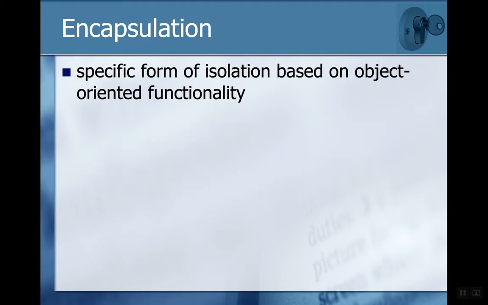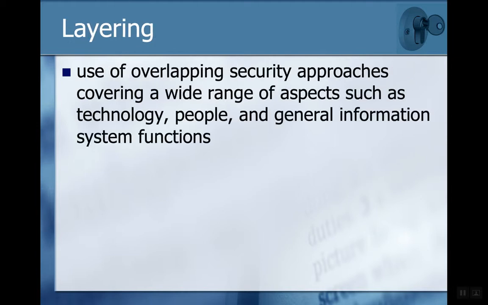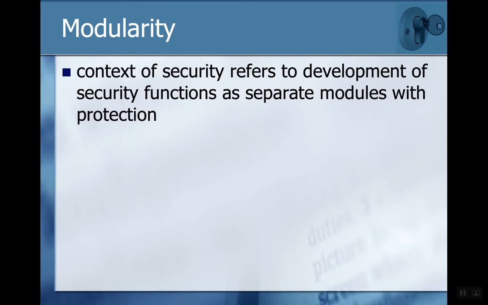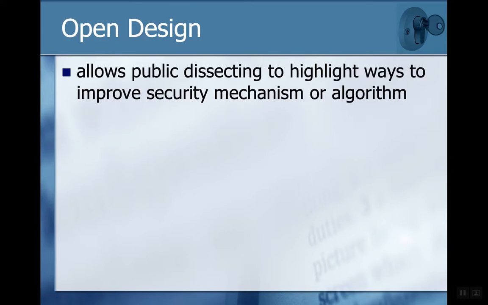So we talk about different techniques. Encapsulation is a technique around that. Layering is another. We talk about defensive depth, using overlapping different types of security approaches, and modularity in a similar fashion. Open design is the idea of constantly reviewing and getting multiple eyes to look at stuff, looking for different ways things can be compromised, and then testing, and whenever you identify something, correcting it.